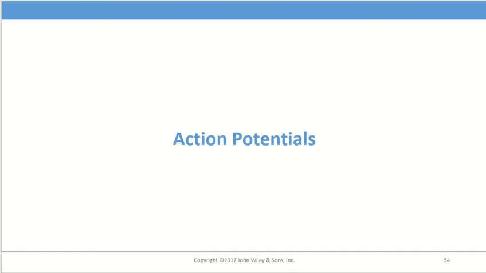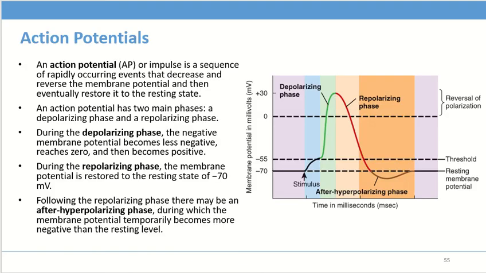So now let's look at action potentials and how these are different from graded potentials. An action potential or a nervous impulse is going to be a sequence of rapidly occurring events that are going to decrease and reverse the membrane potential and are then eventually going to restore it to that resting state, that minus 70 millivolts. An action potential is going to have two main phases. There's a depolarizing phase and a repolarizing phase.